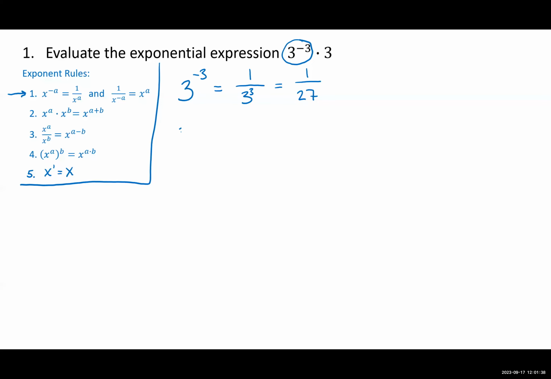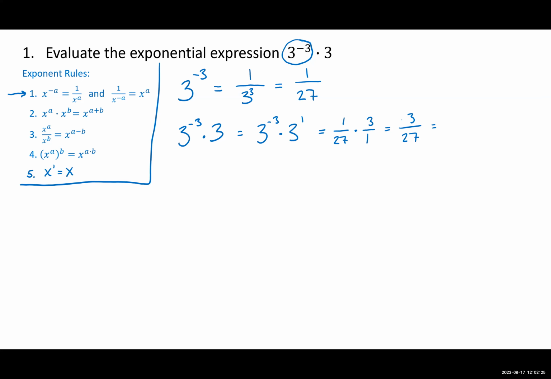All right, so when we see 3 to the -3 times 3, well, that's 3 to the -3 power times 3 to the 1st power. Okay, we just saw above 3 to the -3, that's 1 over 27. And that's being multiplied by 3 to the 1st. And we could write 3 to the 1st as 3 over 1. So now we can multiply across. Top times top, 1 times 3 is 3. Bottom times bottom, 27 times 1 is 27.